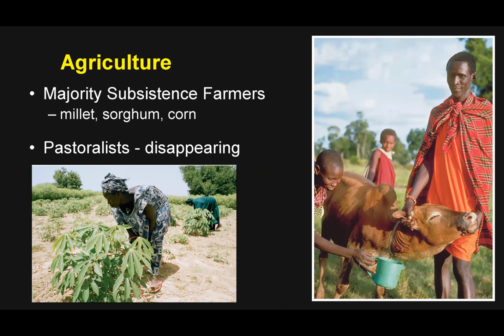And here they are draining blood out of the cow's neck. I may have misspoken on that name of the group. They're in Kenya.